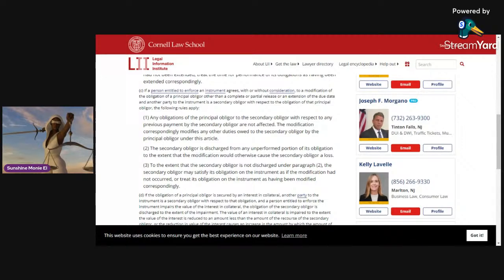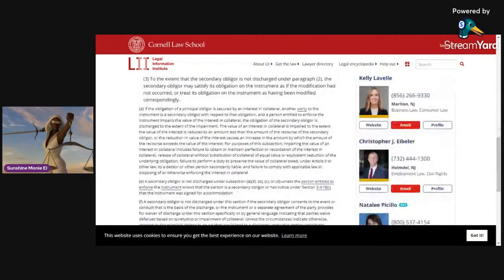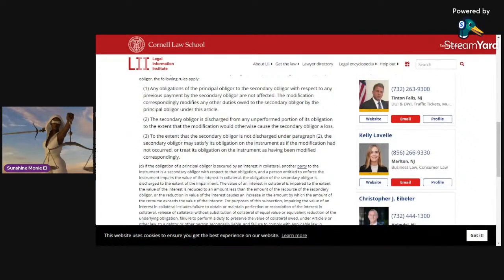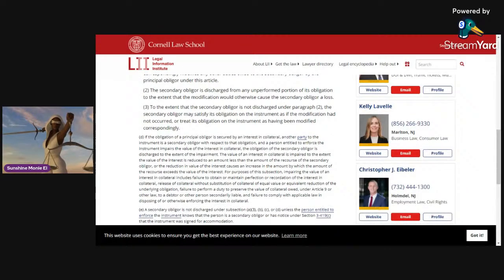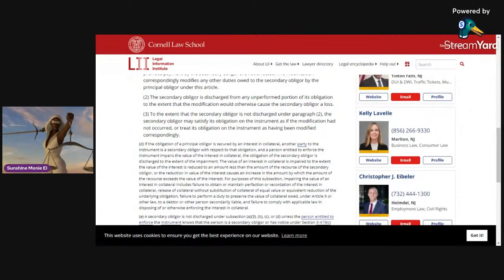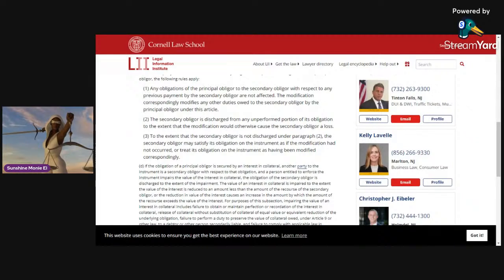The modification correspondingly modifies any other duties owed to the secondary obliger by the principal obliger under this article. The secondary obliger is discharged from any unperformed portion of its obligation to the extent that the modification would otherwise cause the secondary obliger a loss. To the extent that the secondary obliger is not discharged under paragraph 2, the secondary obliger may satisfy its obligations on the instrument as if the modification had not occurred, or treat its obligation on the instrument as having been modified correspondingly. If the obligation of a principal obliger is secured by an interest in collateral and another party to the instrument is a secondary obliger with respect to that obligation, and the person entitled to enforce the instrument impairs the value of the interest in collateral, the obligation of the secondary obliger is discharged to the extent of the impairment. Okay. Again, we're under the same terms and conditions.